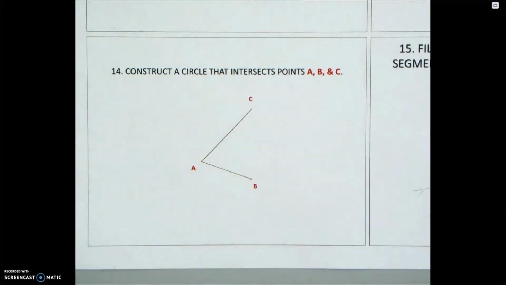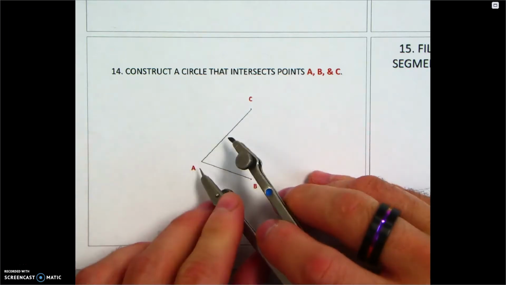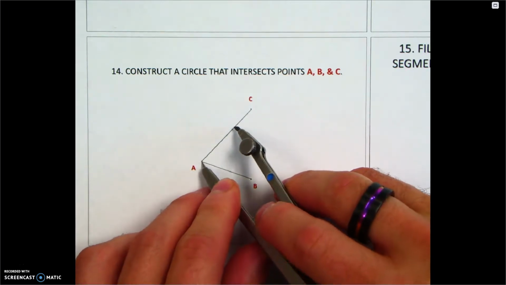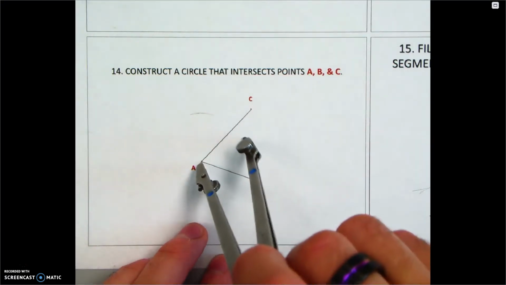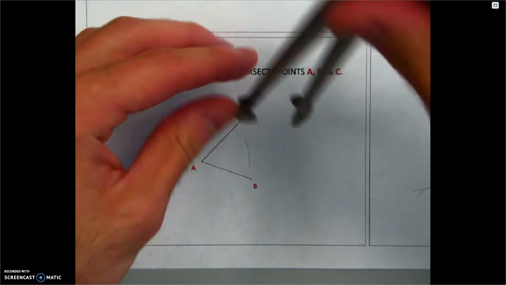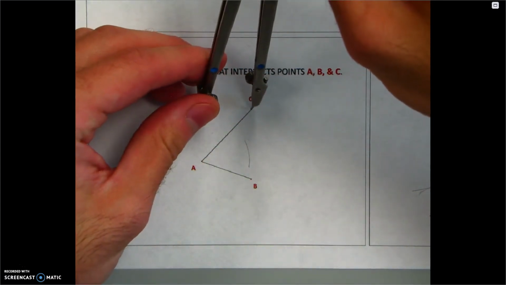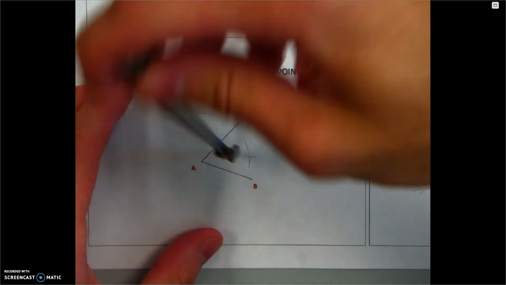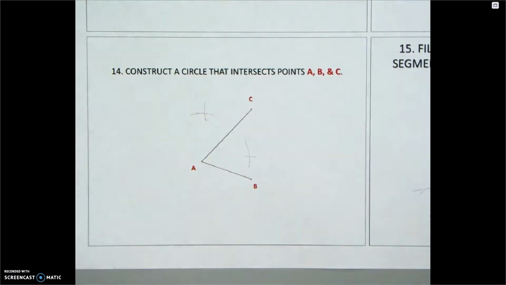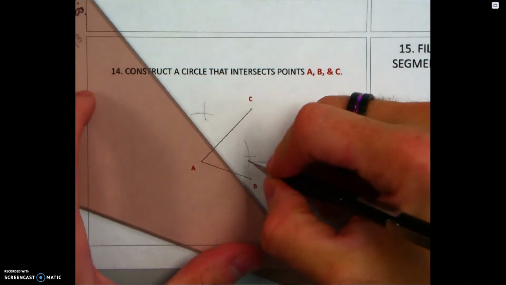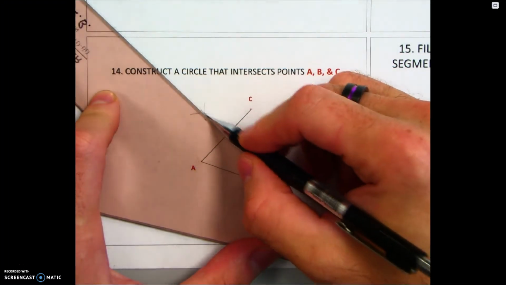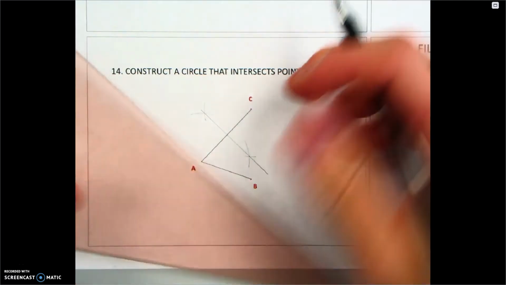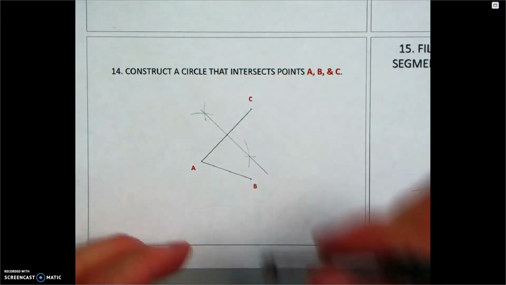Now, once you've done that, you're going to bisect each one separately. So I'm going to start with segment AC, and I'm going to create the bisector. And then I'll repeat that for segment AB.